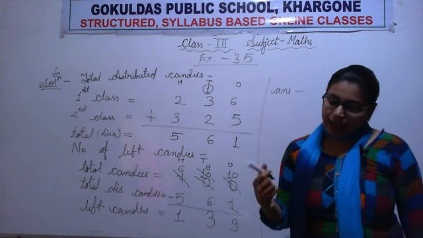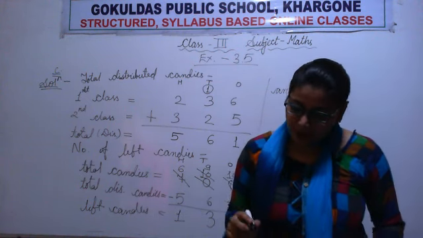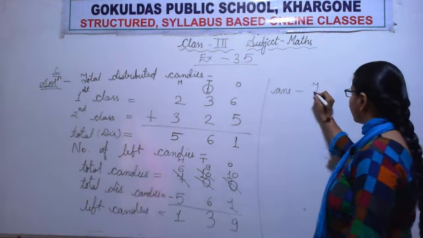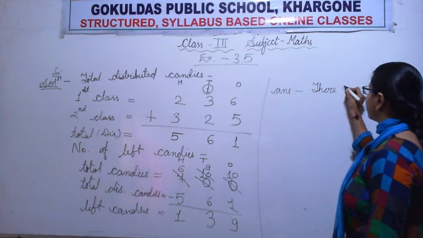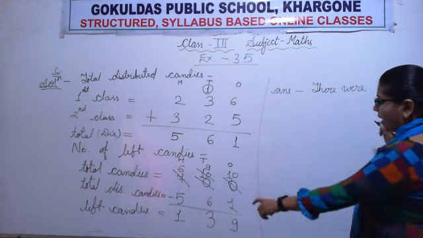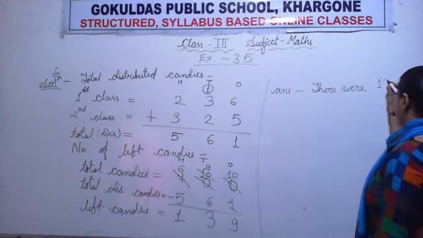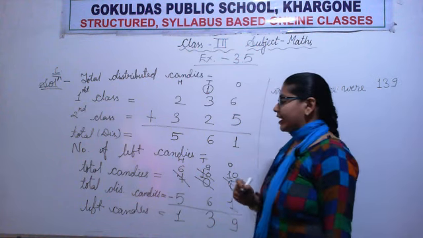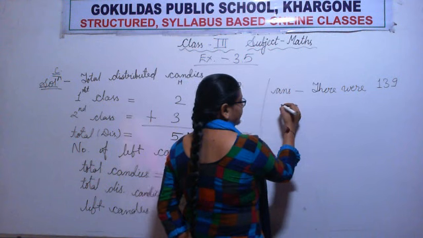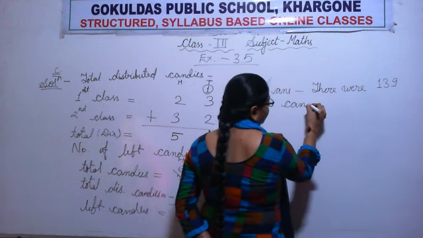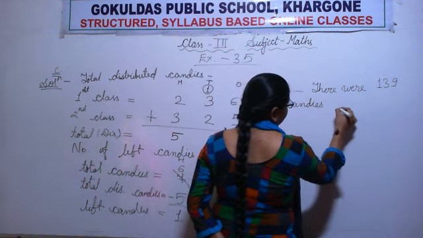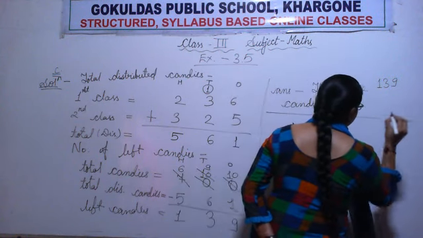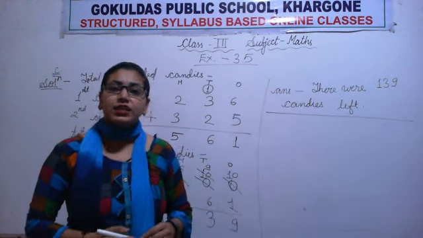So the question is asking us to find how many candies were left. So we will write there were 139 candies left. Now with this writing of answer, we are done with this question.